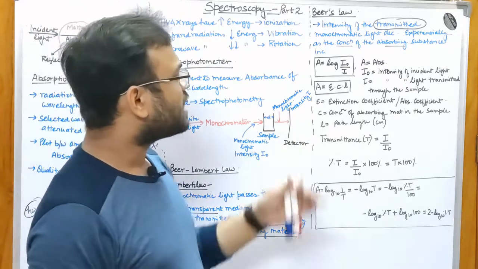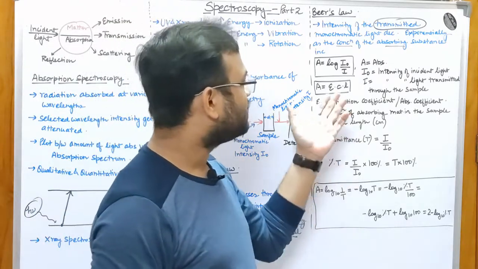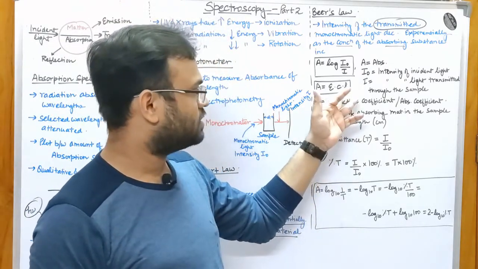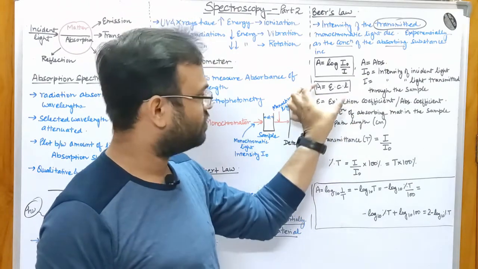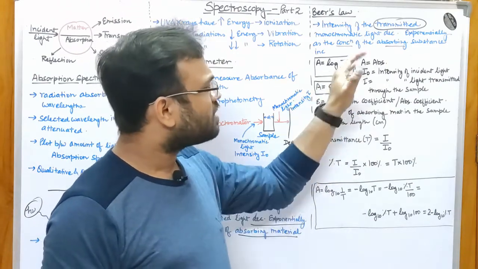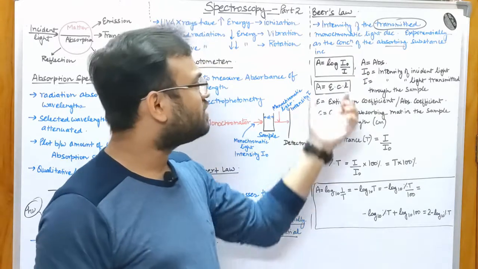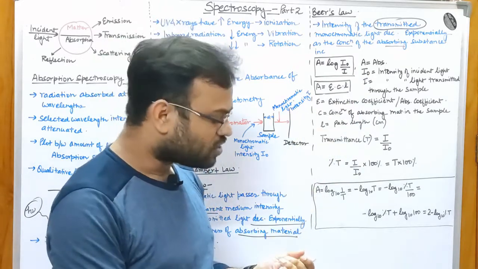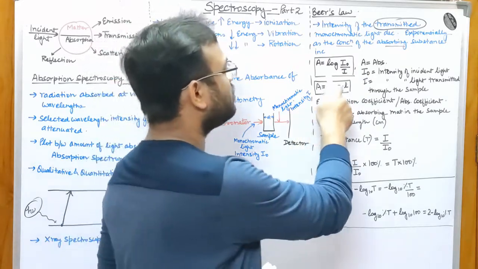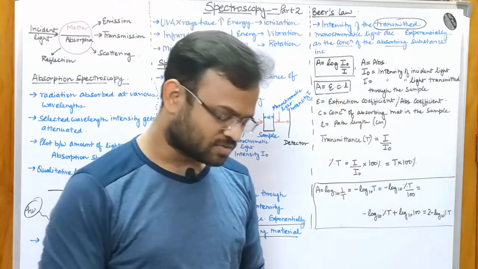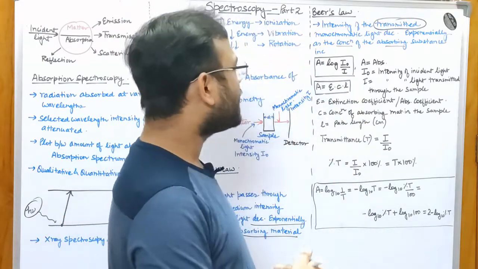Now the Beer Lambert law can be given by this term. There are other related formulas also. Absorbance can be given as log I0 by I. What does this mean? Log I0 by I.